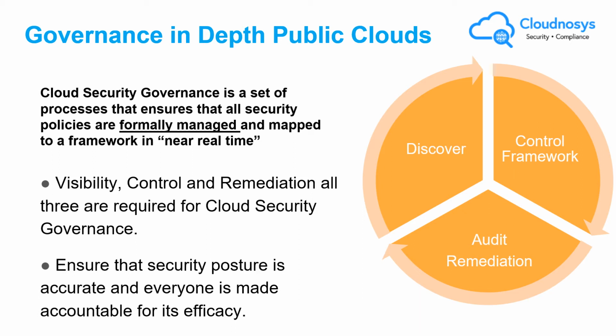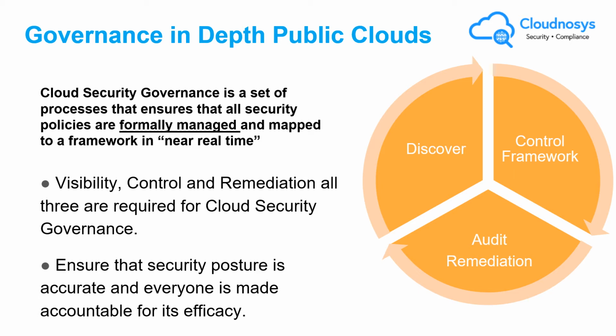And then once you have that visibility and control, it goes into audit to make sure that it is being enforced. If it is being enforced, then you're definitely going to have findings, and those findings have to be remediated, right? So our definition of governance in depth for public cloud is that cloud security governance is really a set of processes that ensures that all security policies are formally managed and mapped to a framework in near real time. Now, what does near real time mean?